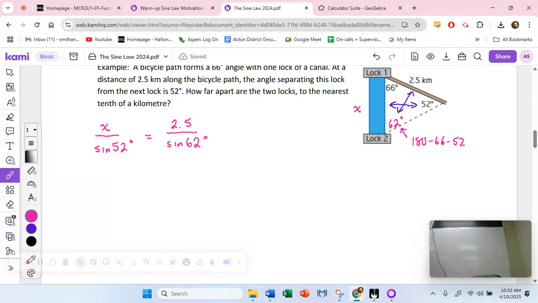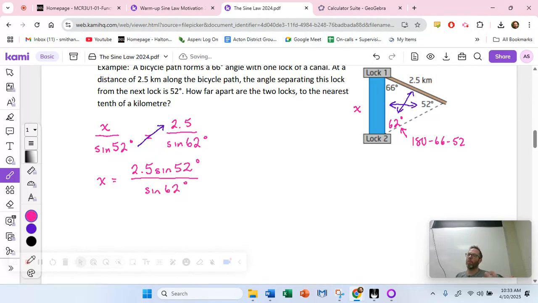So we can do our crisscross applesauce and find out x just by doing our cross multiplication. Now, personally, I like to show it this way. What's going to happen is we're going to do 2.5 times sine 52 and then divide by sine 62. I just like to visualize that like this. I'll just illustrate, okay, basically my sine 52 is going to be multiplied up with the 2.5. So that's sine 52, not 5.2, divided by sine 62 degrees.